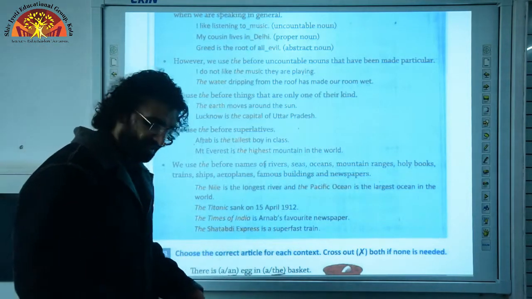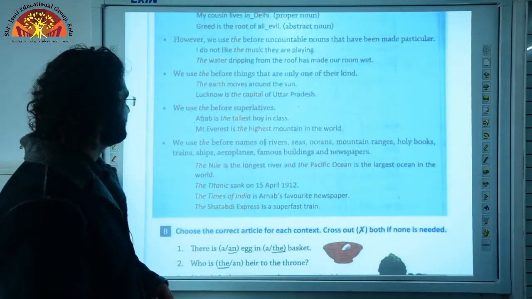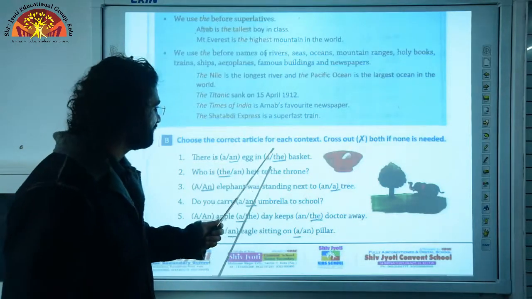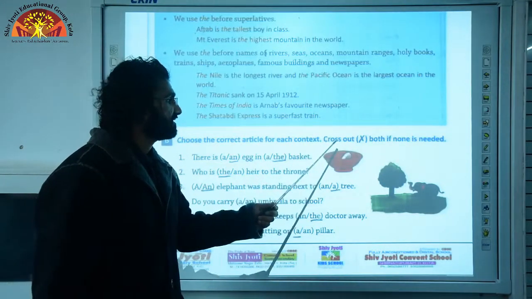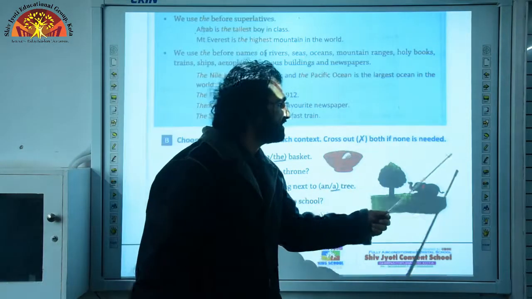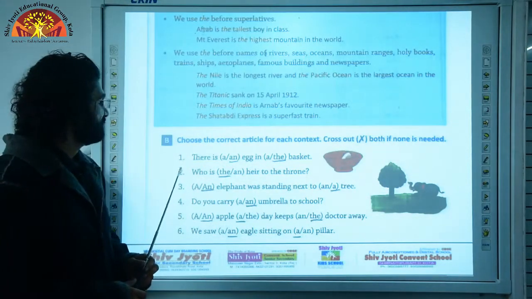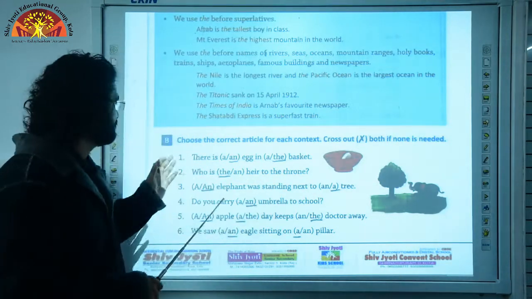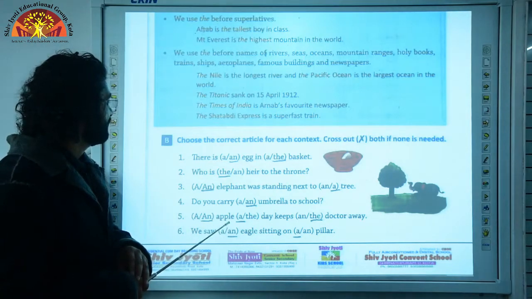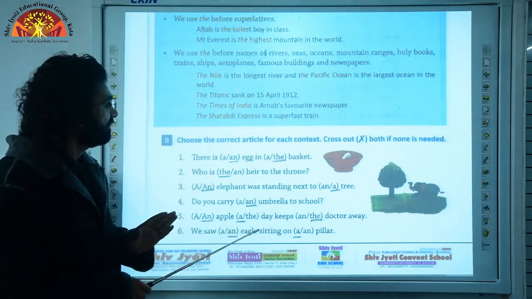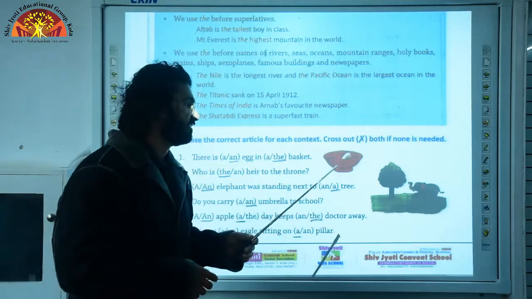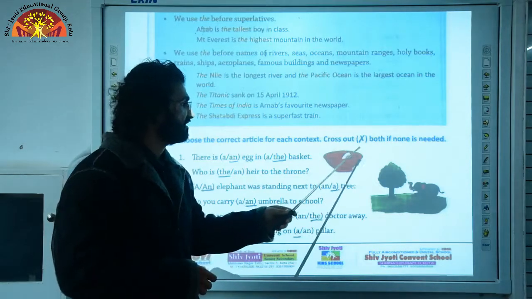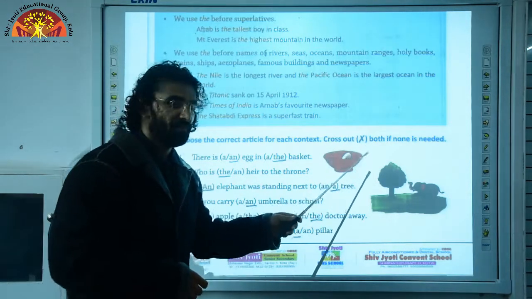Now we will move further and talk about the exercise that we have with us. Exercise B. Choose the correct article for each context. Cross out both if none is needed. So we have to choose the correct article according to the words and sentence that we will find here. It may also be that we won't get to use any of the articles, and in such a case, we will use this cross there.